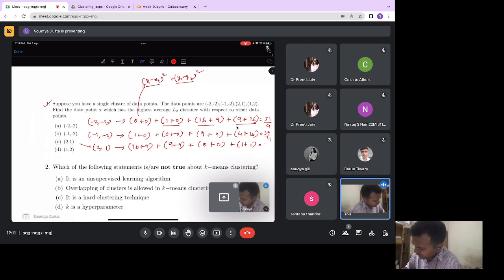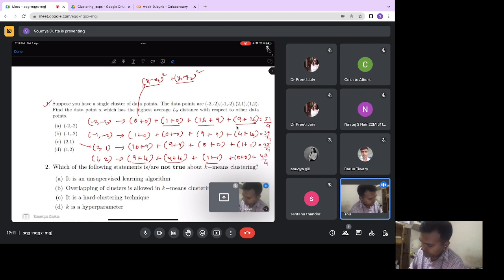43 plus 2 is 45 by 4, and the last one is 1, 2. So this will be 9 plus 16 plus 4 plus 16 plus 1 plus 1 plus 0 plus 0. This would be 20 plus 25, which is 45, 47 by 4. So find the data point which has the highest average L2 distance with respect to the other data points. We see it is 51/4 and the data point is -2, -2, so the answer would be -2, -2, okay.